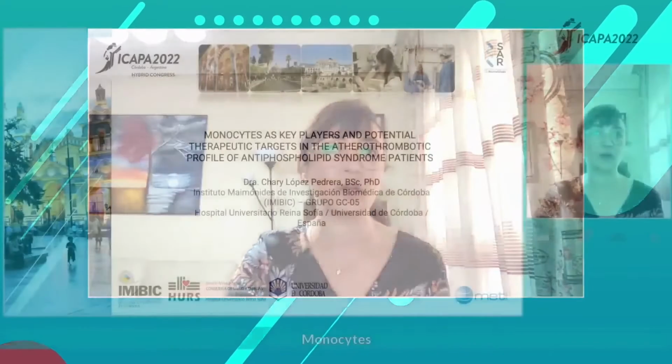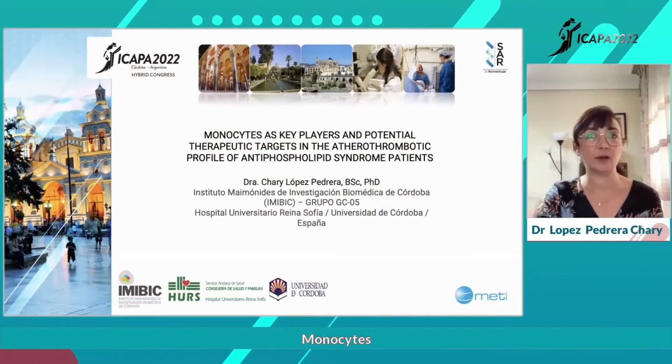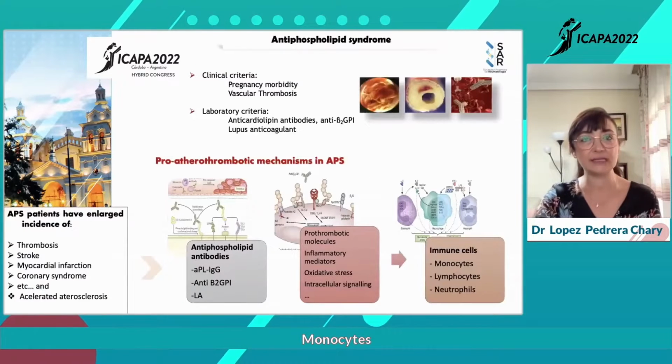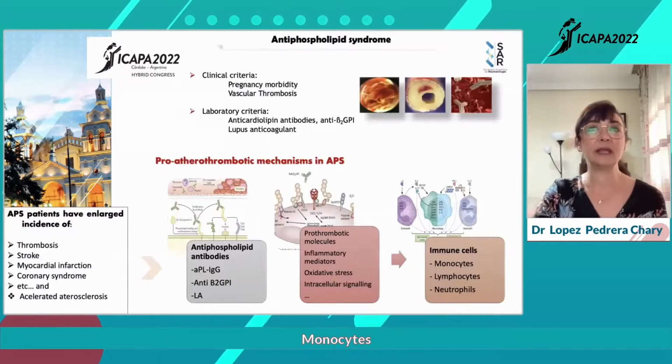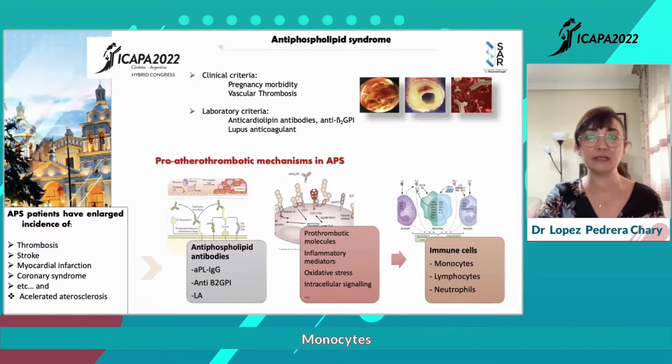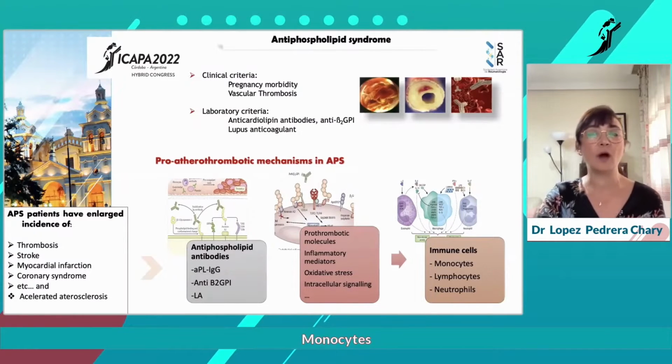In this speech, I would like to summarize the main studies developed in monocytes as key players in the development of thrombosis and atherosclerosis in antiphospholipid syndrome patients. It has been widely demonstrated that patients with antiphospholipid syndrome have a large incidence of vascular damage involving thrombosis, accelerated atherosclerosis, stroke, or myocardial infarctions, among others.